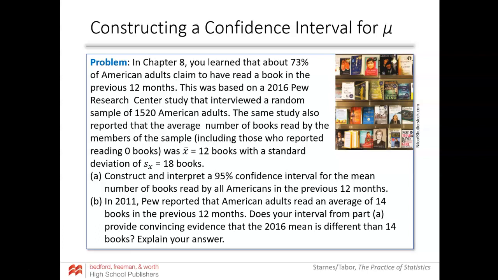So they had a random sample of 1,520 American adults. Same study also reported that the average number of books read by the members of that sample, and they included people who read zero, the sample mean was 12 books with a standard deviation of 18 books. So step 1, they want us to construct and then eventually interpret a 95% confidence interval for the mean number of books read by all Americans in the previous 12 months.